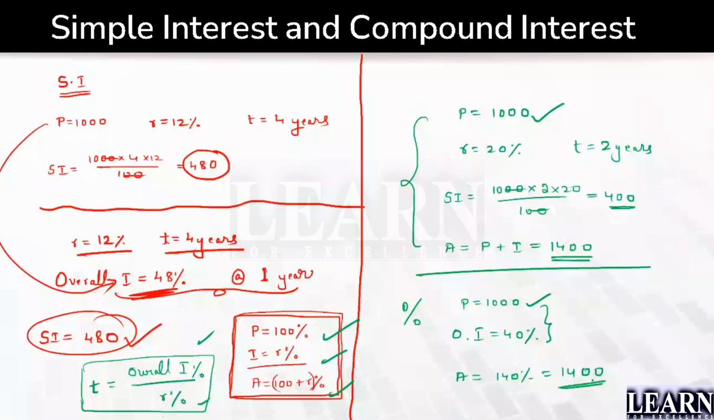Got it? Principal is always 100 percentage. Interest is 40 percentage. Amount should be what percentage? 140 percentage. 100 percentage is 1000. 140 percentage is 1400. Your solution is done. No formula, nothing. Now, which one will go faster? Can I say percentage?